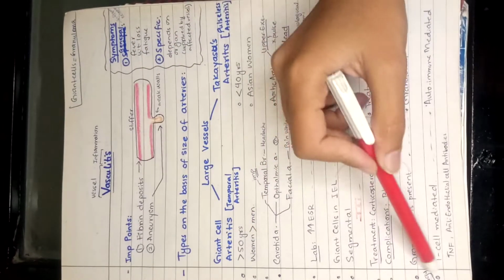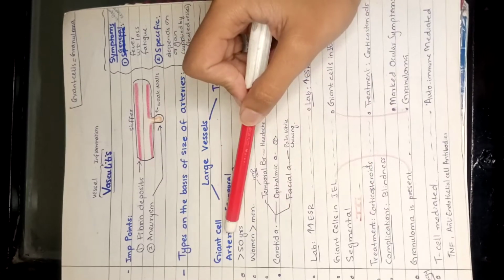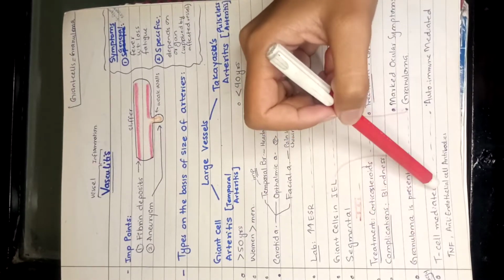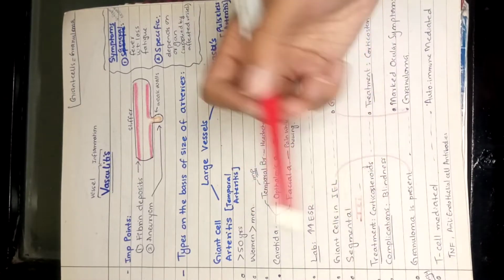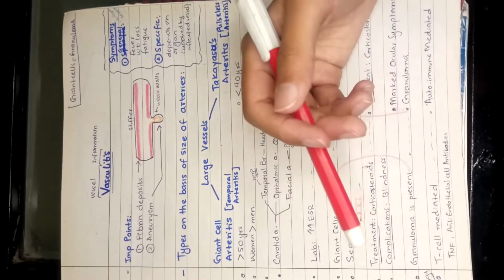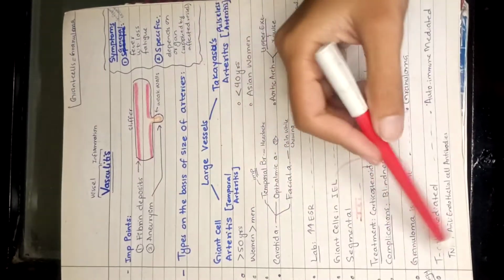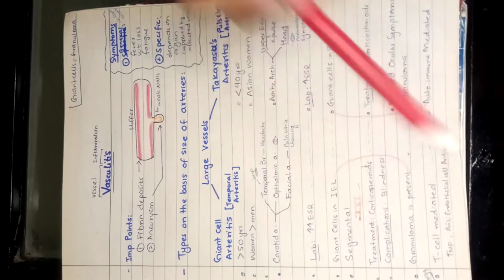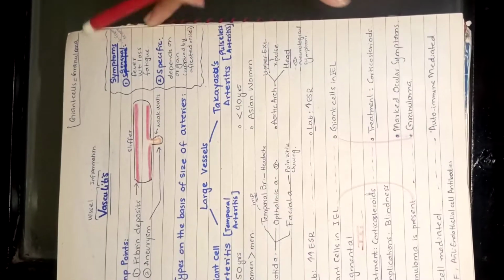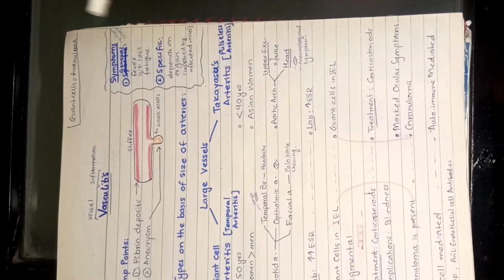And as I've told you, the granuloma is present in this condition, and the pathology of giant cell arteritis is that it is T cell mediated, and some chemokines and inflammatory mediators are released, basically TNF and anti-endothelial cell antibodies. Now the second type is Takayasu's arteritis, which is also known as pulseless disease, right?